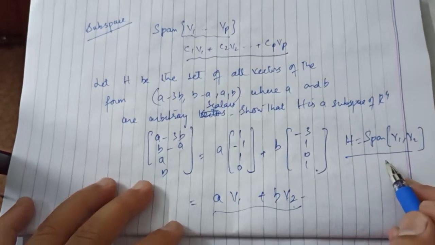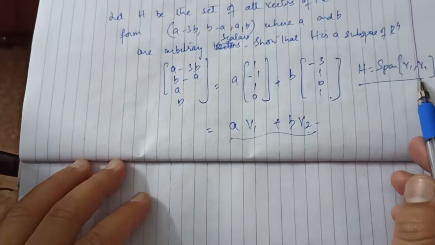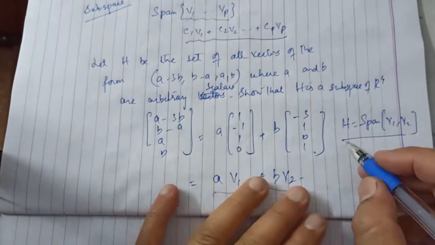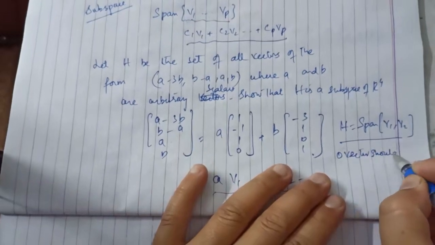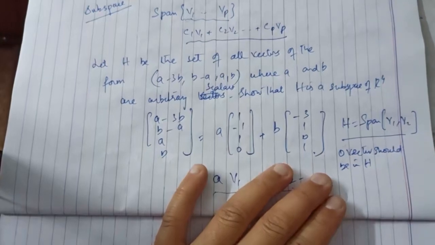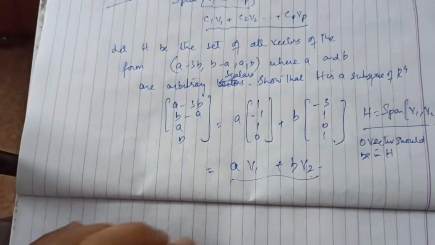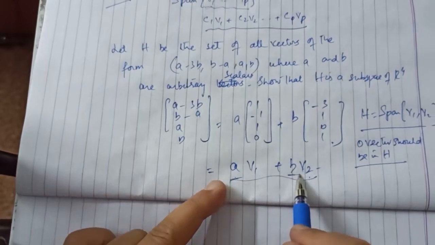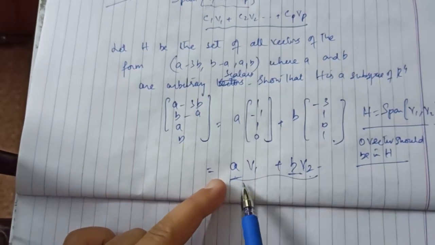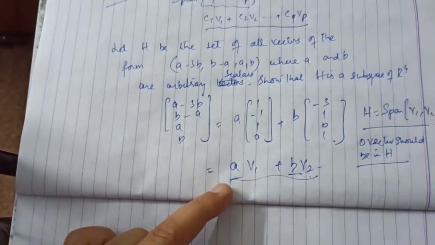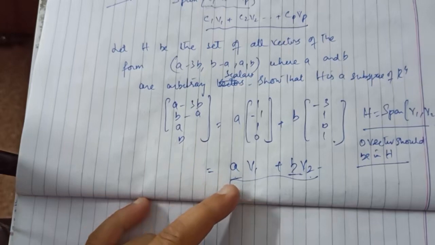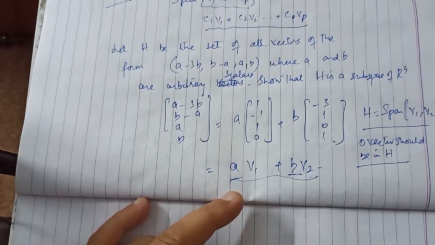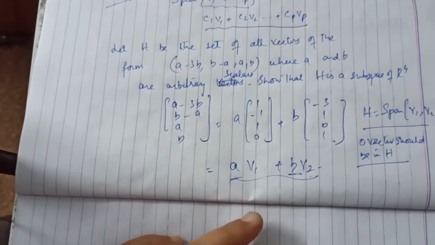Now we have to show that H is really a subspace of R4. To show that, we have to prove that the three axioms are satisfied by H. First of all, the zero vector should be in H. Second is addition: if I take v1 and v2 vectors, their sum should also be in H. And we also have to multiply these vectors by a scalar quantity, and the result should also be in H.